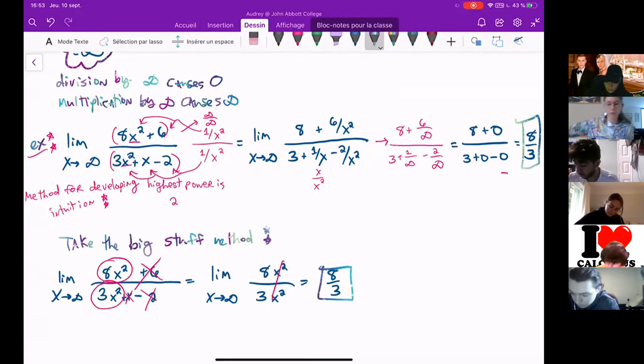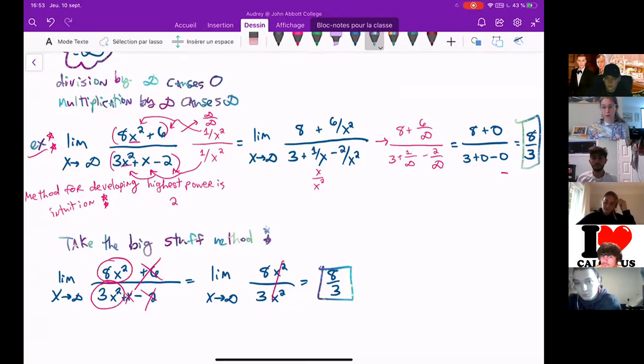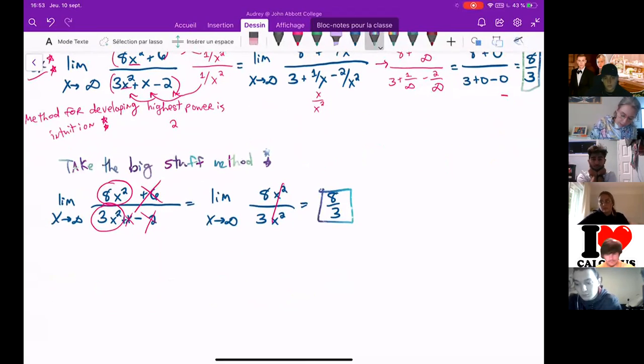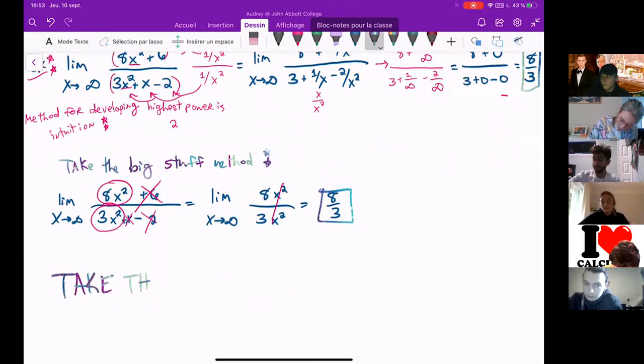And that top method was just to explain how all of that stuff actually just disappears and isn't important. Okay, so what did I do here? I took the biggest term, and only the biggest term, from both the numerator and the denominator. So we're going to write this method down. Take the big stuff. That's the name of our method.